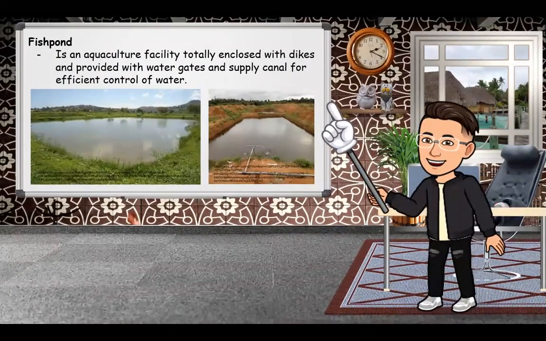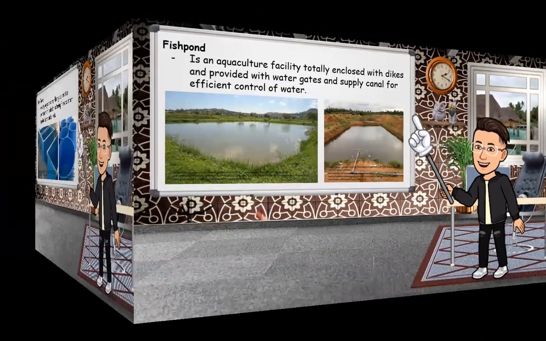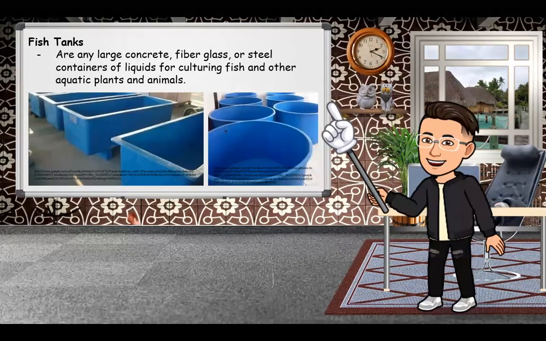Next aquaculture facility is what we call fish pond. A fish pond is an aquaculture facility totally enclosed with dikes and provided with water gates and supply canal for efficient control of water. And last, we have the fish tank. These aquaculture facilities are any large concrete, fiberglass, or steel containers of liquids for culturing fish and other aquatic plants and animals.